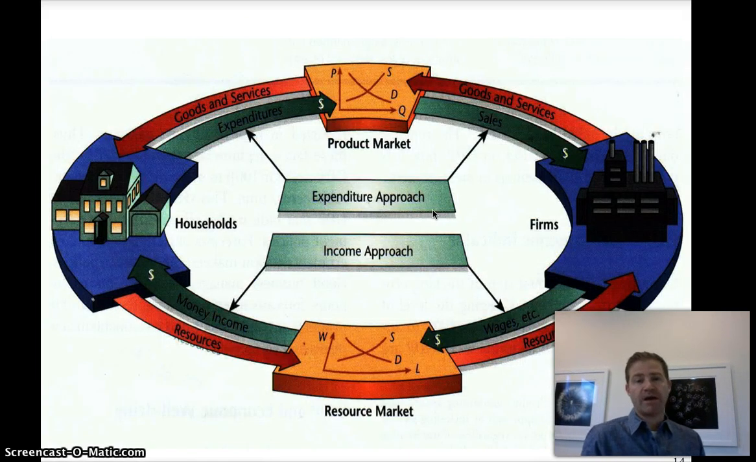And you can go back to the circular flow model from module 1, and you can see that you could either count goods and services and resources or wages, etc.